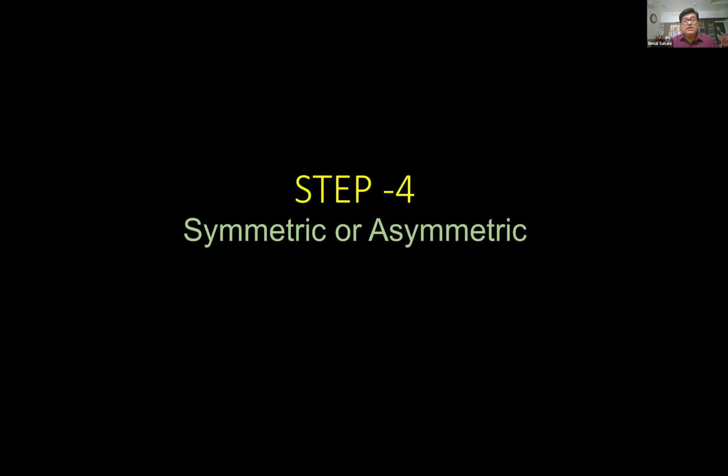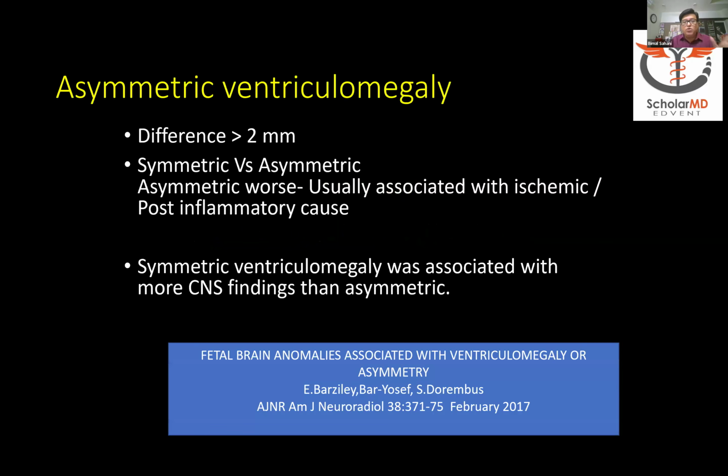The fourth step is whether it is symmetric or asymmetric. Now, when do we say it is asymmetric? When the difference is greater than 2 millimeter. Between symmetric and asymmetric, actually asymmetric is worse. The prognosis is bad because usually it is associated with ischemic or post-inflammatory causes, so the prognosis is not good. But the symmetric ones are the ones which are associated with more CNS findings than the asymmetric one.